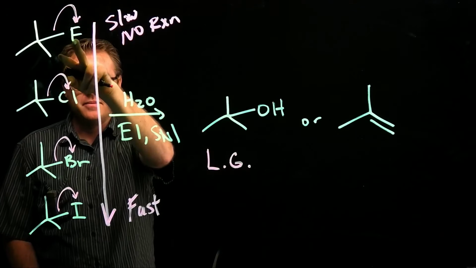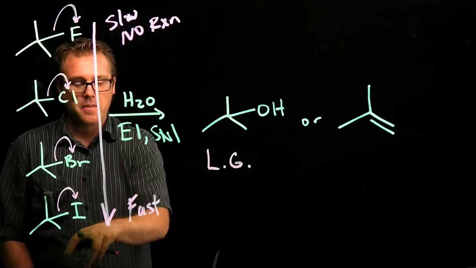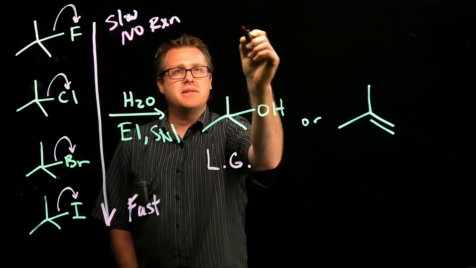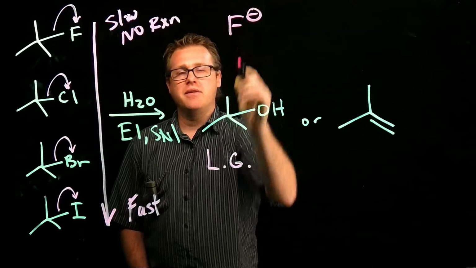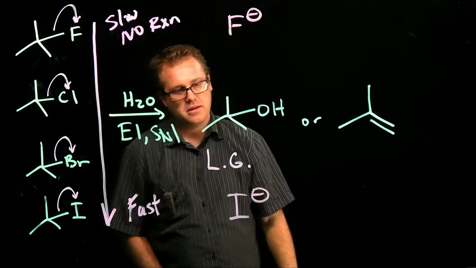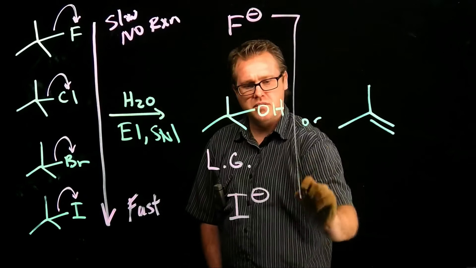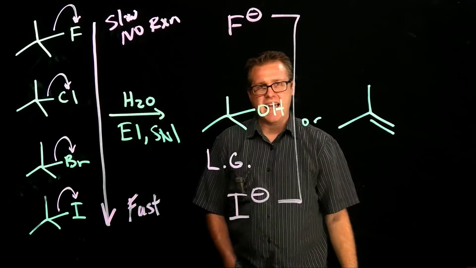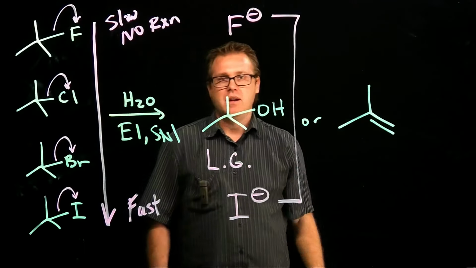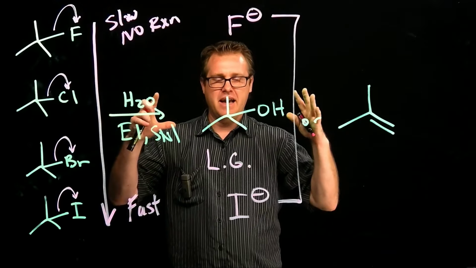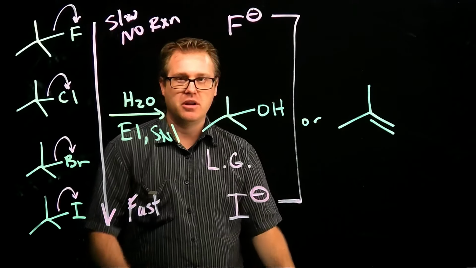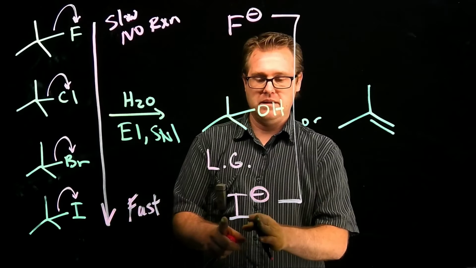Fluorine doesn't leave very well. Iodine leaves very well. And we rationalize this due to the fact that when it leaves, the fluorine then becomes a fluoride, and then iodine. And when we compare these two, which one's the most stable anion? When we go down a group, it is about size and polarizability. This is larger, more polarizable, more stable.